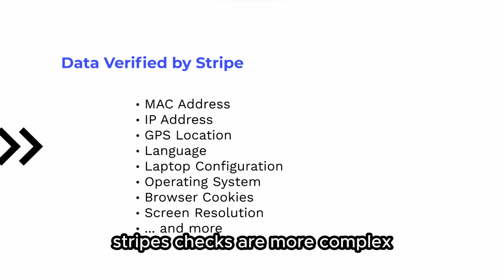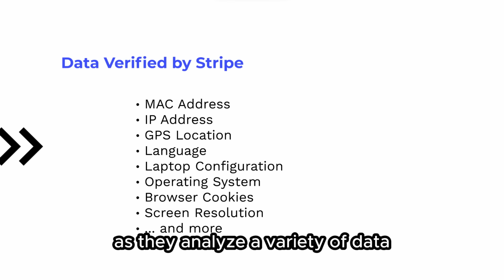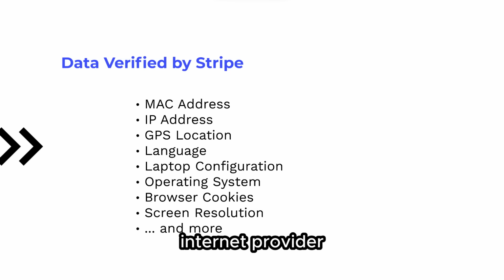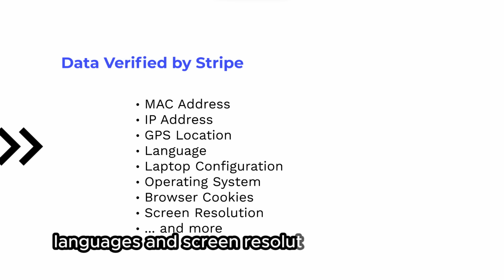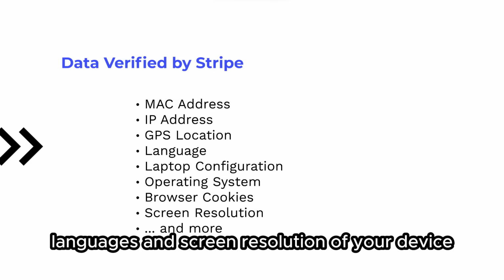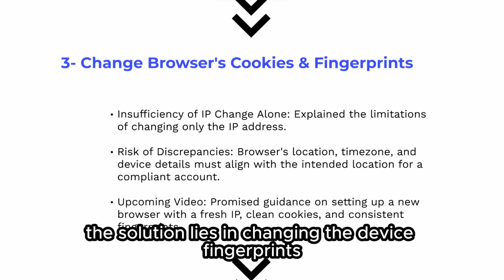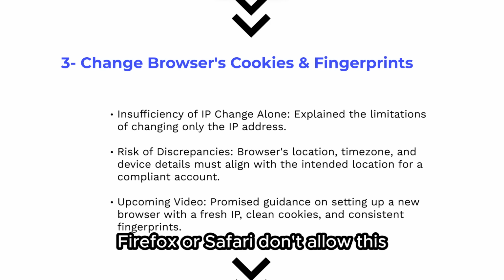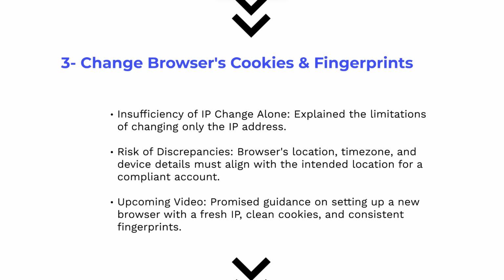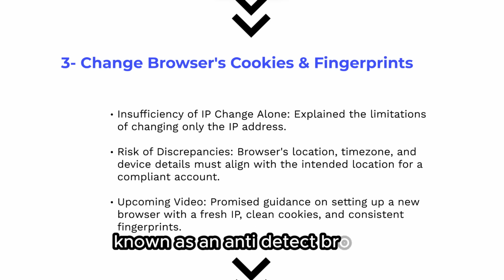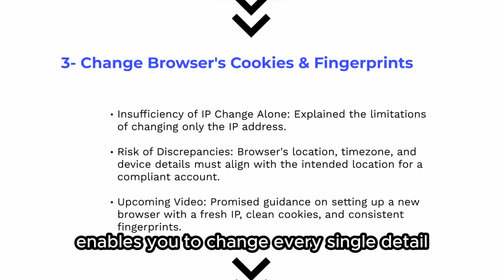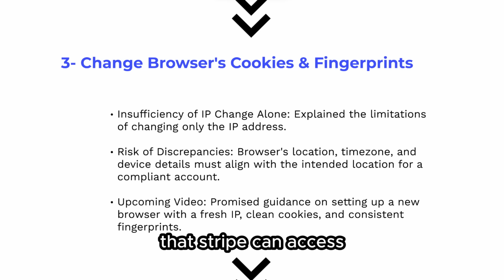Stripe's checks are more complex as they analyze a variety of data, including your device information and configuration, internet provider, GPS location, languages, and screen resolution of your device. The solution lies in changing the device fingerprints. Regular browsers like Google Chrome, Firefox, or Safari don't allow this. That's why we use a specific browser known as an anti-detect browser, multi-login browser, or fingerprints browser. This specialized browser enables you to change every single detail that Stripe can access.